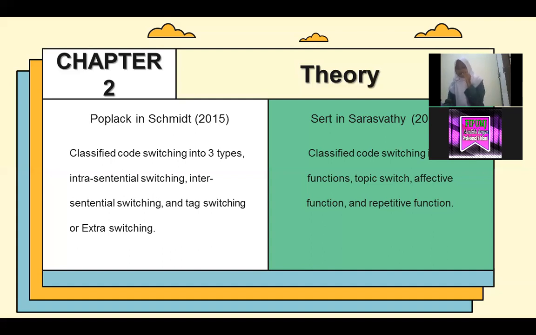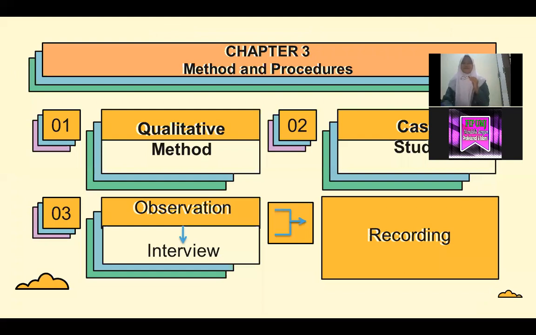That's all? Okay, you're not answering my question. Let's go with the third chapter, please, research method. You mention the qualitative method, case study, observation, and also interview and recording. Do you mind trying to enlighten me with your comprehension of case study, please? What is a case study? The definition of case study.